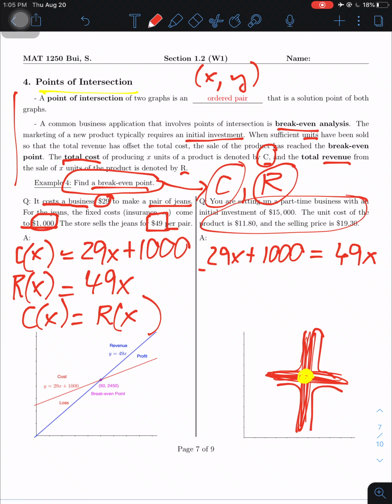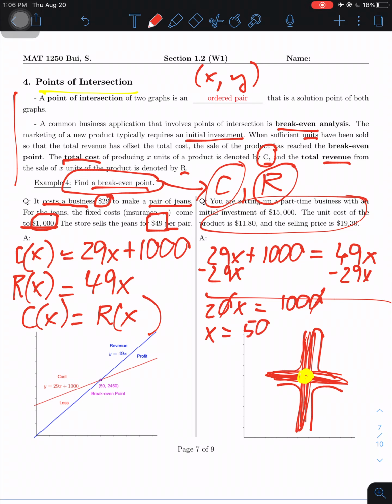All right, so we're going to do some algebra in here. We subtract 29x from both sides. After that, we get 49 minus 29, that is 20x, equals 1,000. So 1,000 divided by 20. My trick in here is that you can cross out a 0 from each. So 100 divided by 2, we get 50.